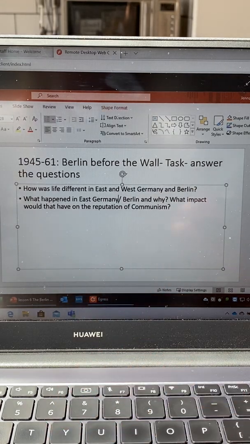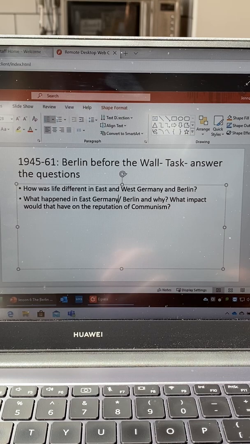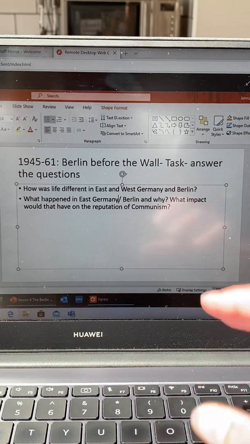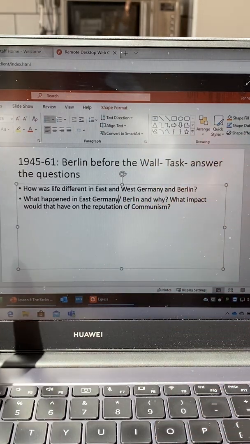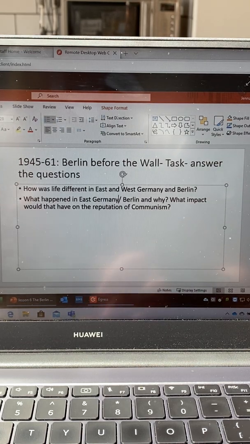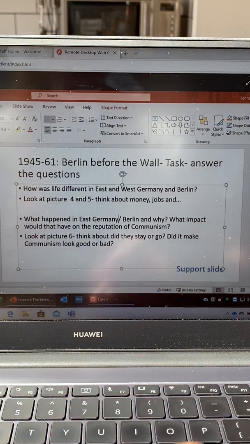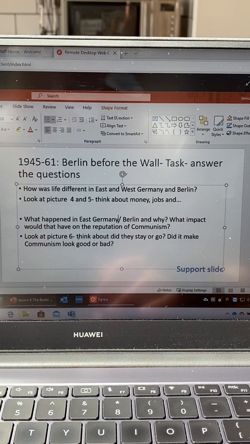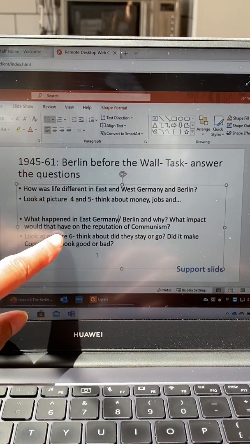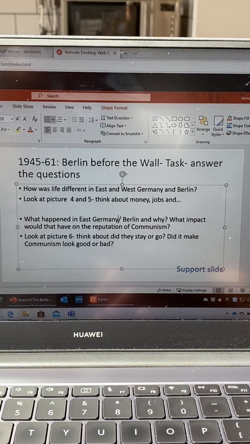So East Germany, Berlin, and why? What impact would it have had on the reputation of communism? And we keep these types of questions through the various stages of the development of the Berlin Wall. If you're not sure about anything, there is a support slide. All right, so make sure that you are looking at that. I directed you to looking at certain images. All right, so use that to help you.